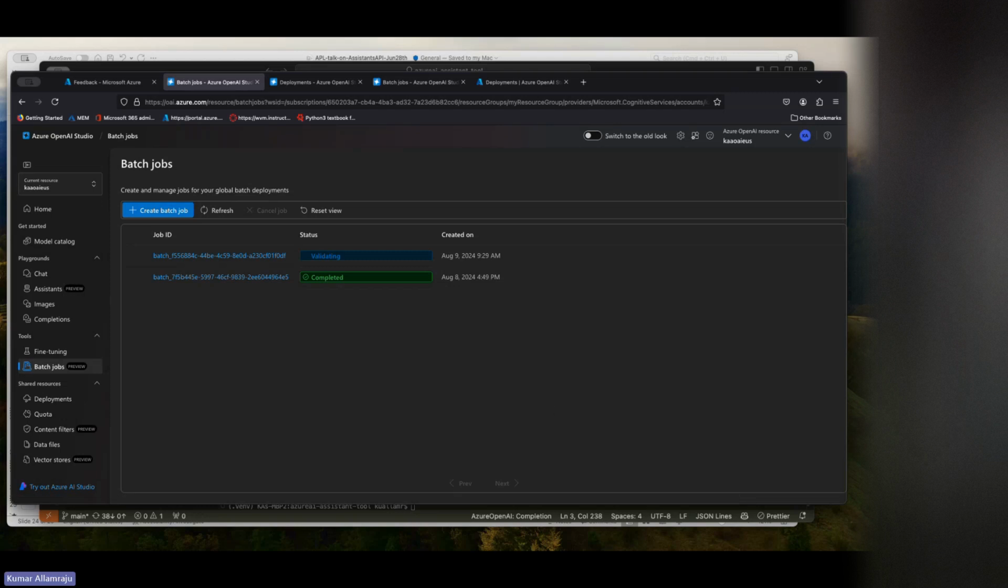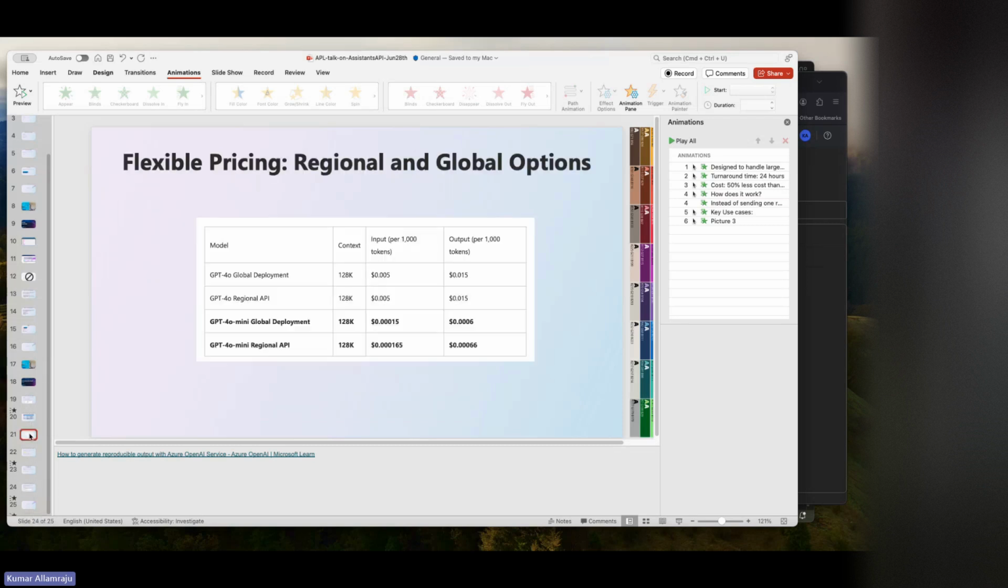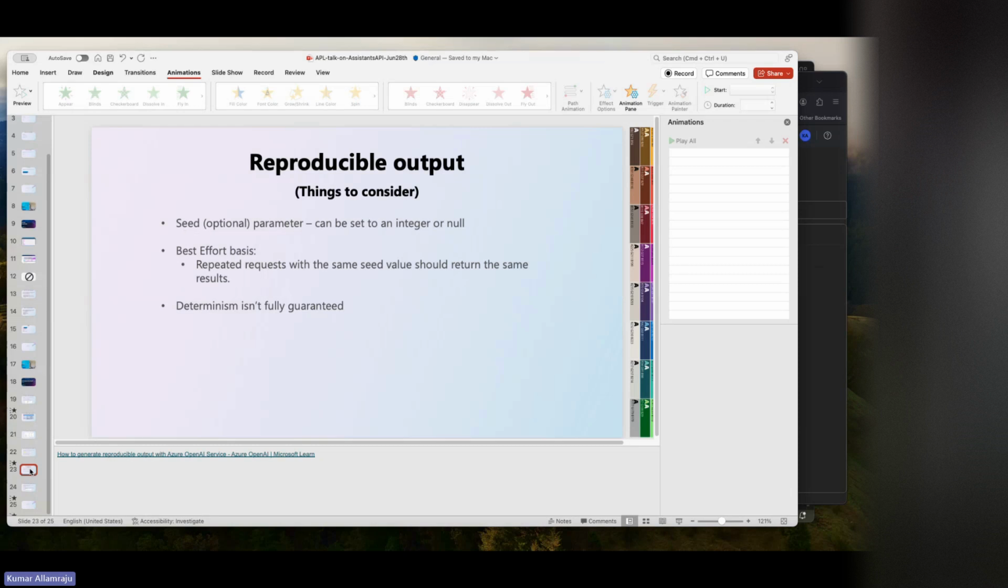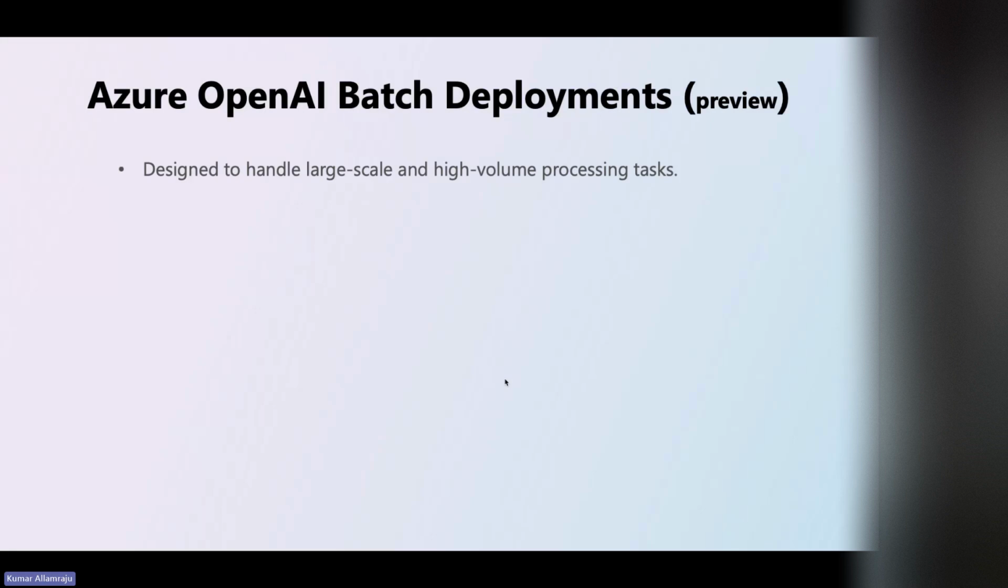So I was only able to cover just three topics in 25, 30 minutes, but we talked about GPT-4o mini, and then we talked about global versus standard deployments in terms of flexibility and everything. We talked about reproducible output that gives you deterministic responses from the large language models. And then finally, we talked about batch deployments in Azure OpenAI.